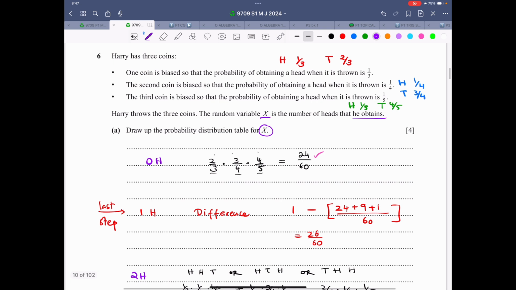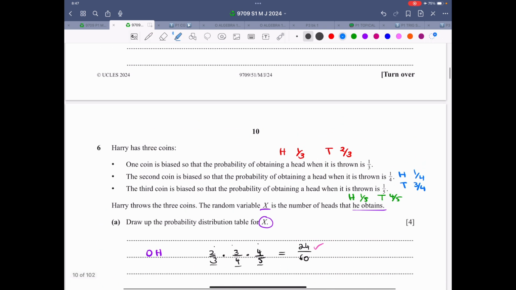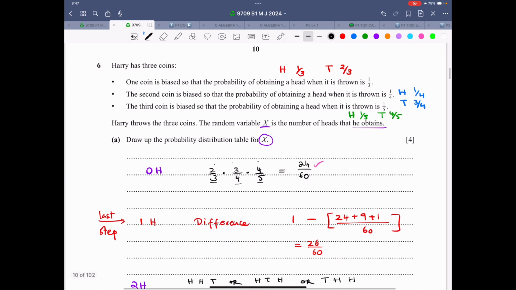Question number 6. Again, a probability question. So now this is probability again. I think there is too much probability in this one. It says Harry has 3 coins. One coin is biased. Probability of obtaining a head is 1/3. Head 1/3, tail 2/3. So let me just highlight this.